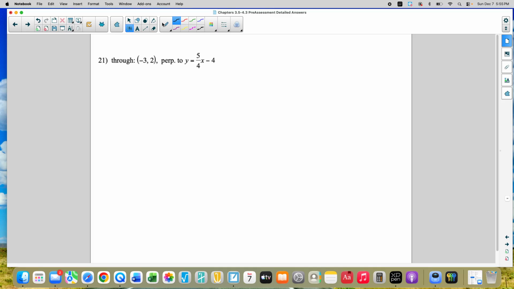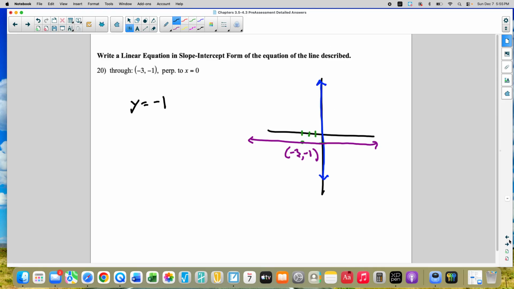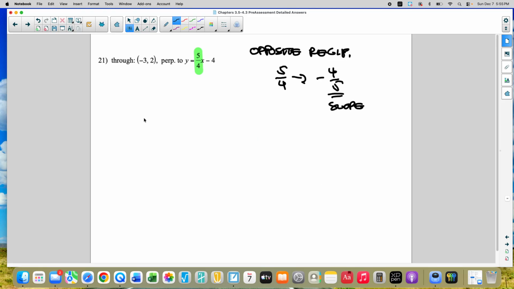All right, perpendicular. So what do we know about perpendicular lines and their slopes? It is the opposite reciprocal. So if it's 5/4, then I take the opposite and flip it. So that's my new slope, the slope of the line perpendicular to it. And we have to do it in, what did they say? Slope intercept form. So y equals, here's my slope, -4/5 x. And this is not an intercept, so I don't know what my intercept is.